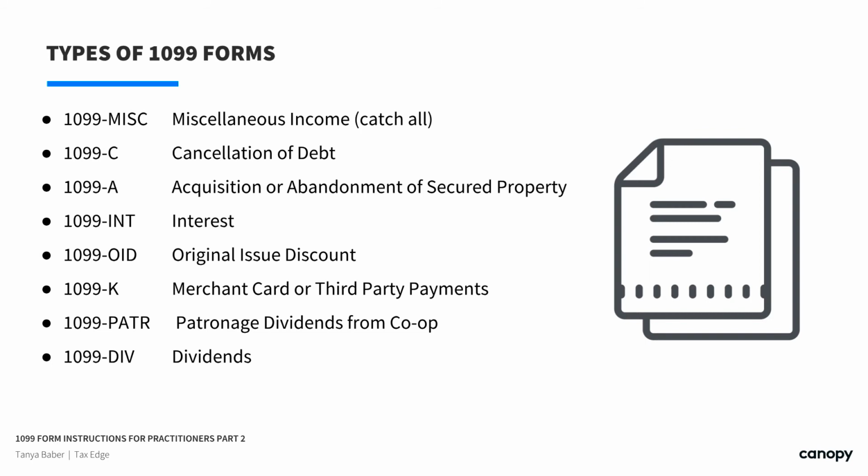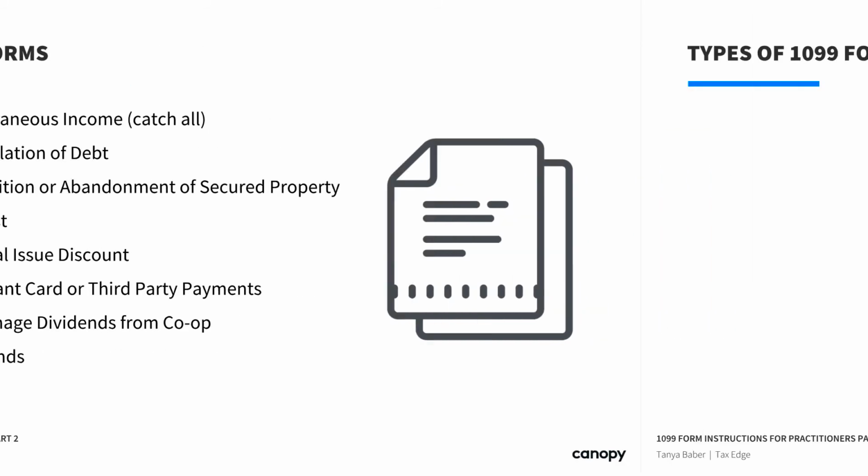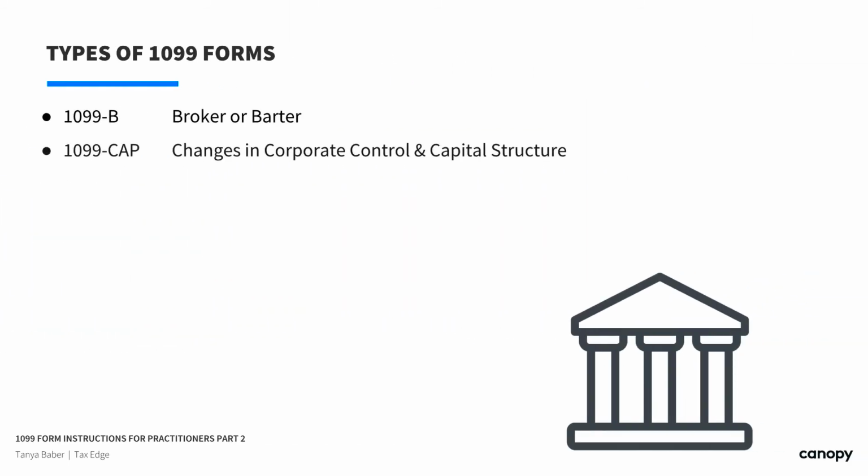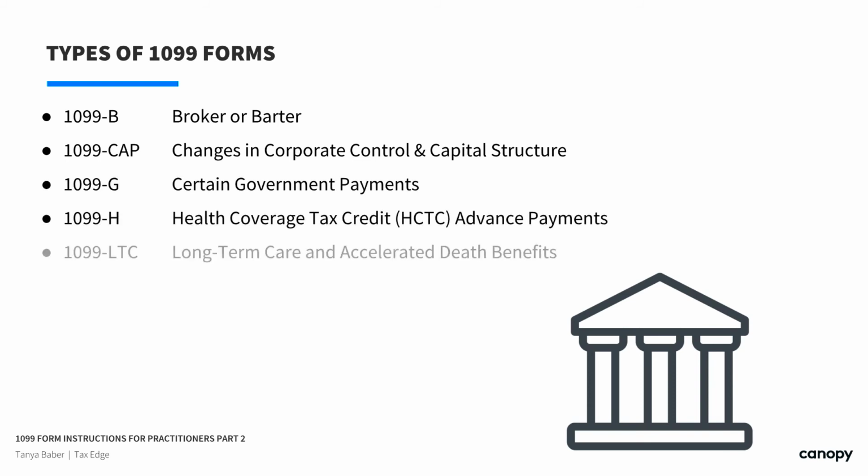The 1099B, broker or barter exchange transactions. You'll see a lot of these come to your clients now. If you're not a big brokerage house, or you're not dealing with those kinds of transactions, you may not have to do a lot of reporting on a 1099B, but you've probably seen these forms before. The 1099 CAP is changes in corporate control and capital structure. So CAP for capital. That follows a logical pattern. The 1099G is for government, certain government payments. The 1099H is one of our relatively new forms: health coverage tax credit advance payments.